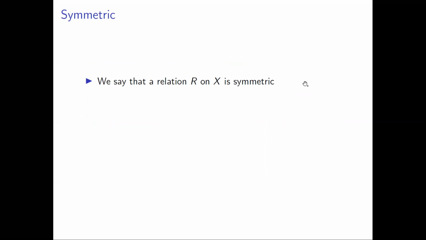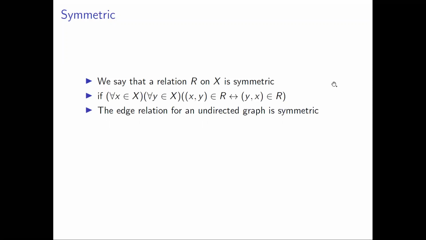Now let's go on to another property of relations, the property of being symmetric. We say that a relation on the set X is symmetric if for all elements little x and little y of our set big X, x comma y is in the relation if and only if y comma x is in the relation. If we have an undirected graph, the edge relation for that will be symmetric because for every ordered pair u comma v in the edge relation, v comma u will also be in the edge relation. On the other hand, a directed graph does not have to be symmetric. It can be, but it definitely does not have to be.